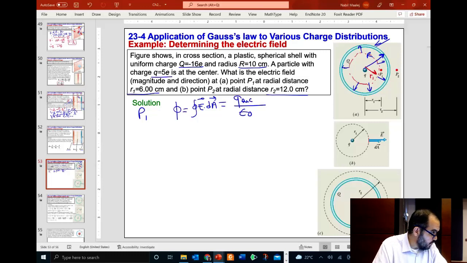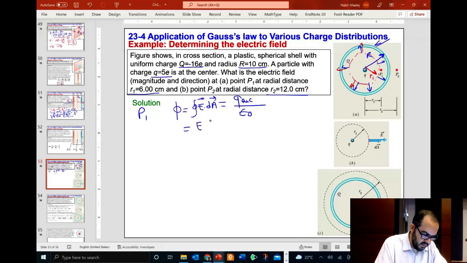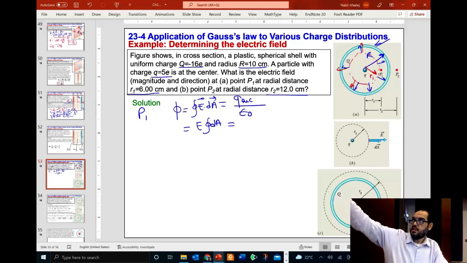And it happens to be parallel to the area vector. The area vector is always perpendicular to the surface, so this is the area vector, and it's parallel to the electric field. So now we can simplify the integral. This is just equal to E times the integral of dA. What is the charge enclosed by this sphere, by the internal Gaussian surface? You can see it in the figure. What is the charge enclosed by this red spherical surface?